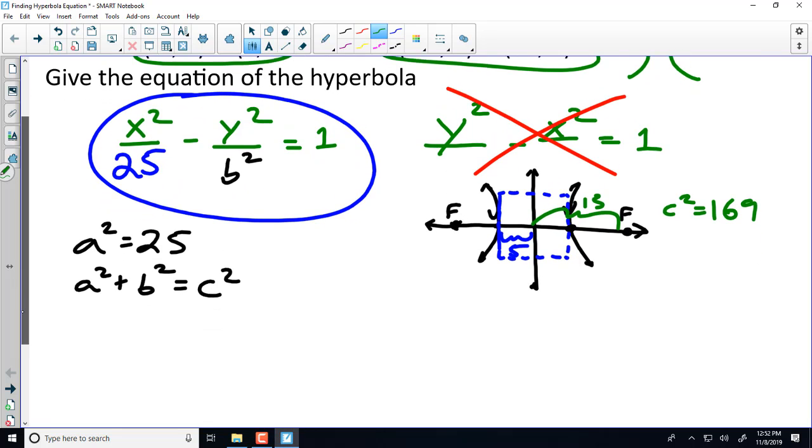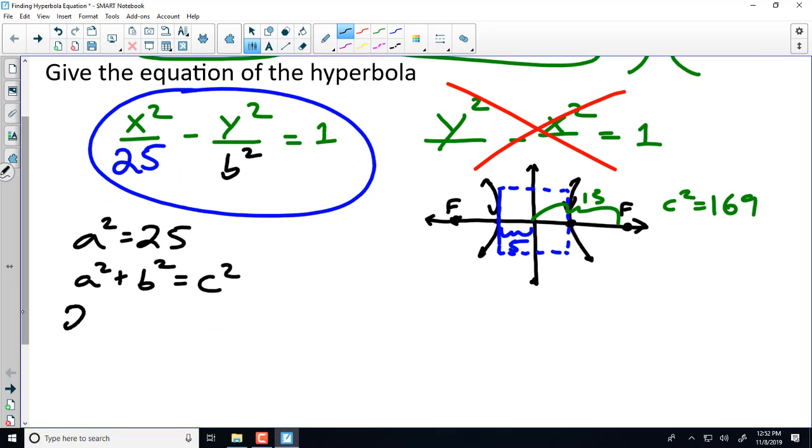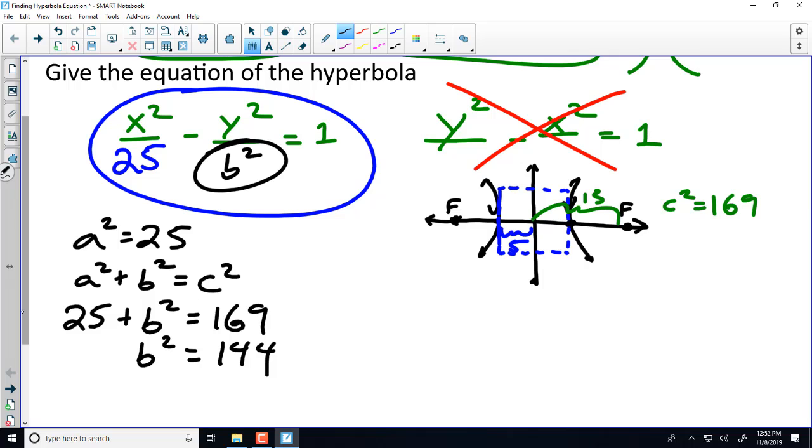So to find b squared, we can just say 25 plus b squared equals 169. Subtract 25 from both sides, and b squared equals 144. Now you don't even need to take the square root of that number. You would if you wanted b, but to find the equation we actually want b squared, not b.